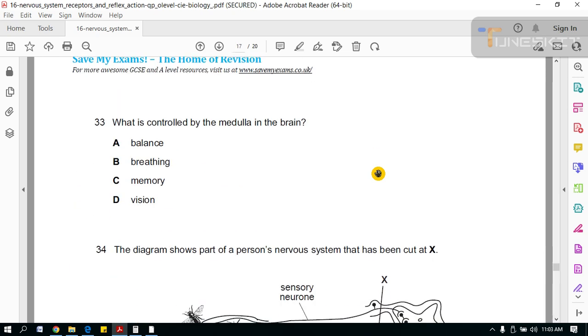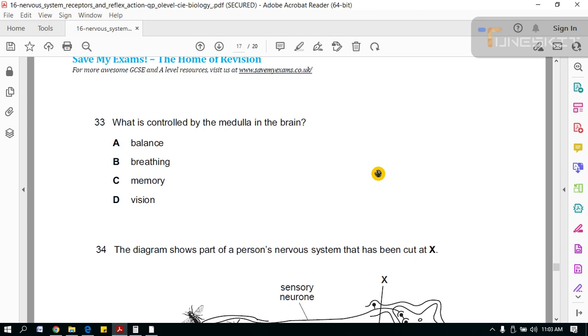What is controlled by the medulla in the brain? Balance, breathing, memory, vision. So breathing. Medulla oblongata, its function is to control the reflex actions, heartbeat, breathing, swallowing and coughing. All these are the functions of the medulla oblongata.